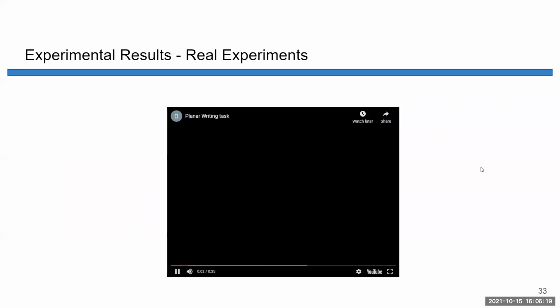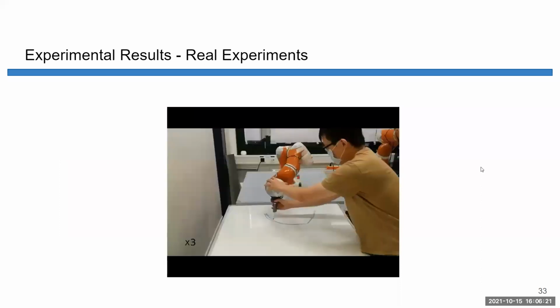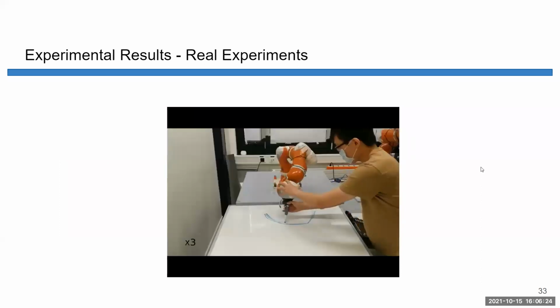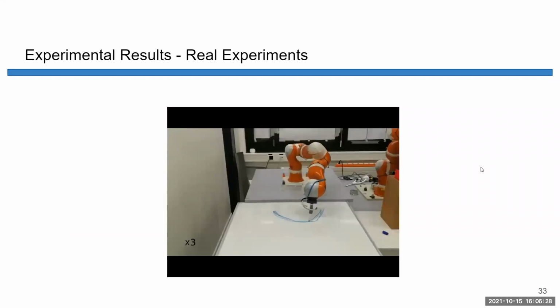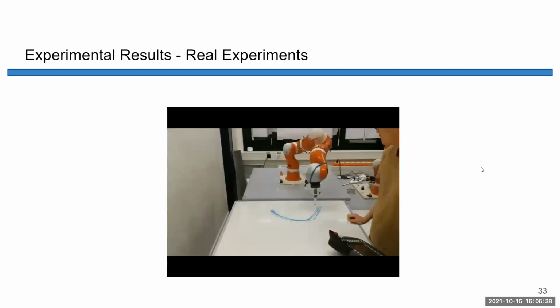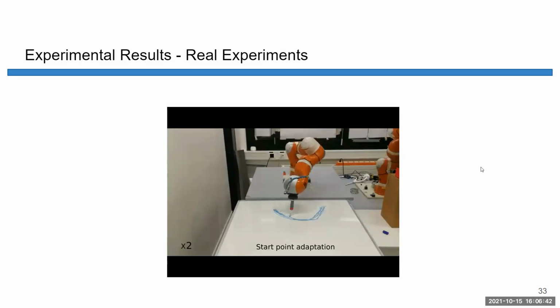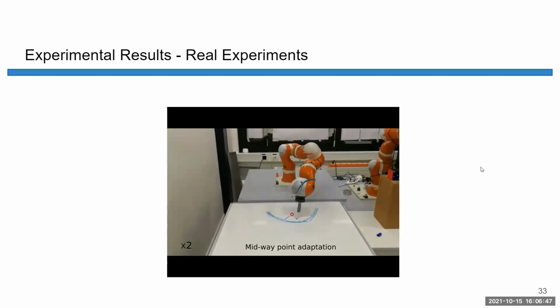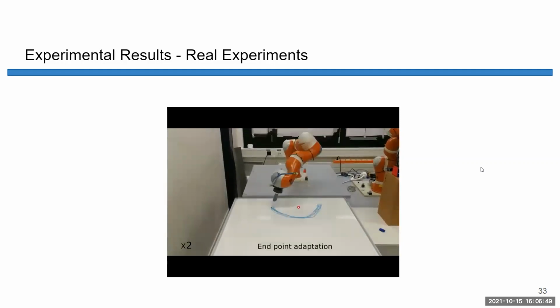First, we do kinesthetic teaching for the robot to write on a board. And then we evaluate its reproduction capability. The robot is also robust to external disturbances. Then we make the robot adapt to different waypoints: the starting point, waypoint, and end point.